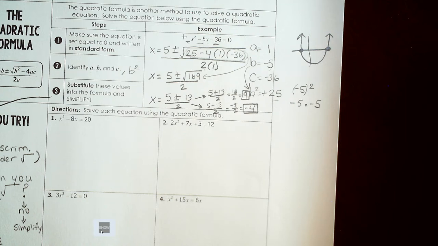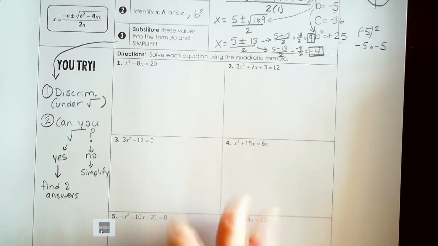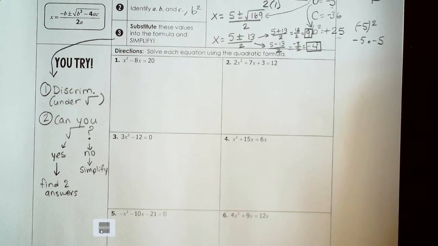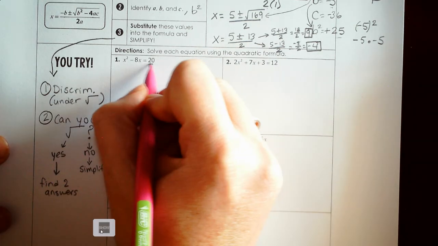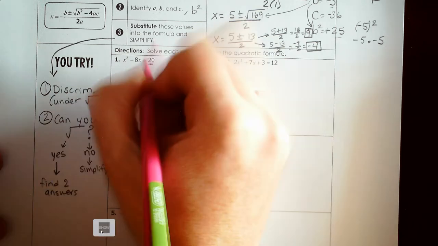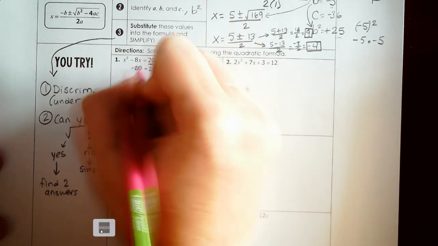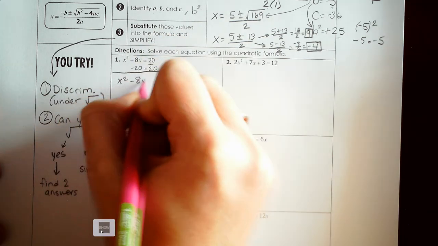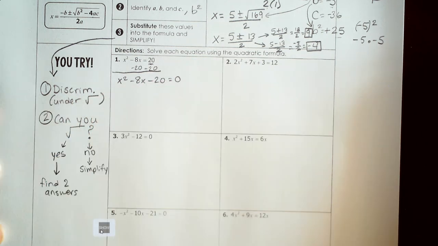All right, so there's one problem. Let's do maybe another one just to be sure. So number 1 has x squared minus 8x equals 20. Now our first step is to make sure that it's in standard form and set equal to 0. This is not equal to 0. So your first step is you have to take this 20 and move it to the other side so that your equation equals 0. So first thing you would do is subtract 20. All right, so now we have x squared minus 8x minus 20 equals 0.